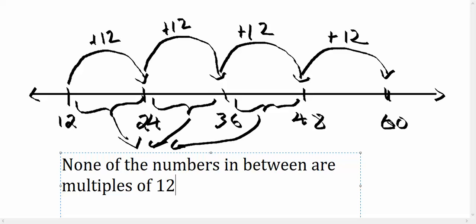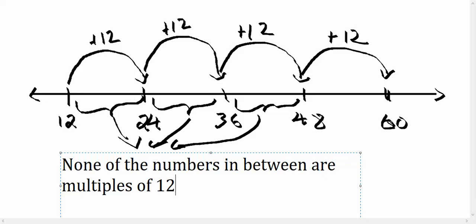None of the numbers in between are multiples of 12. Right? And this is kind of important because what we need to remember is that multiples are related to factors, and so each of these multiples of 12, 24, 36, 48, and 60 has a factor. One of its factors is 12.